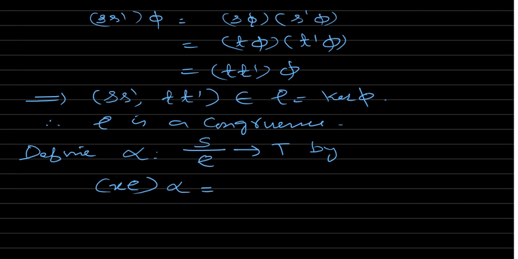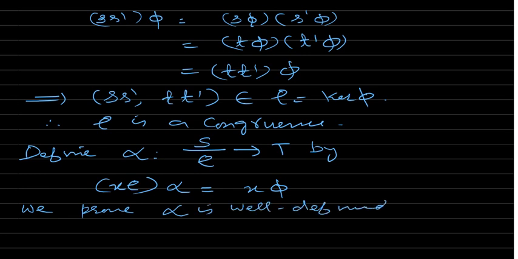It should be in T, but we know that phi is a map from S to T, so I should write here x phi. So define this map, and we will show that this alpha is a monomorphism. We prove it is well defined as well as one-one simultaneously.